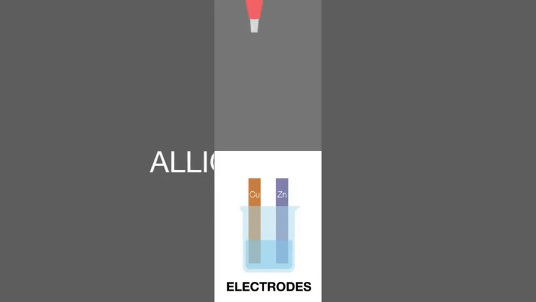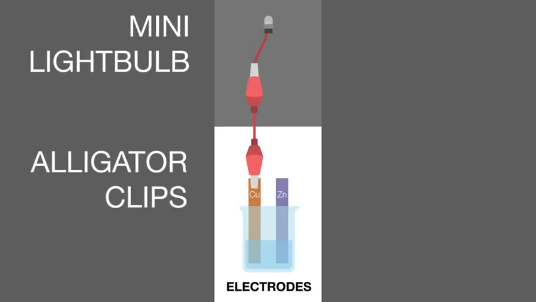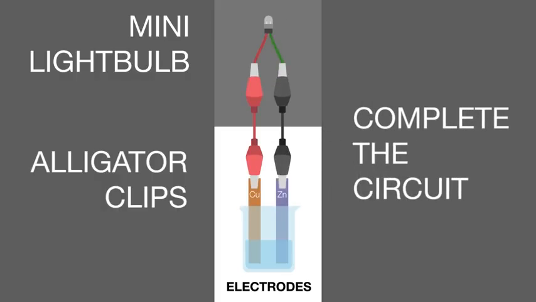Using 2 alligator clips, connect one strip to one end of the mini light bulb and another strip to the other end to complete the circuit. You will see that the light bulb lights up. Hence, this solution conducts electricity.